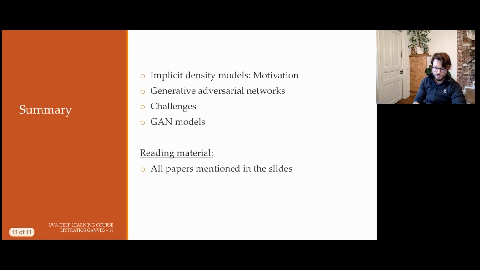So today we discussed the motivation behind implicit density functions, and we gave a short introduction to generative adversarial networks. We discussed some of the challenges that we face when working with GANs, and we presented some of the most popular GAN variants and models out there, some of them producing really impressive and high quality results.